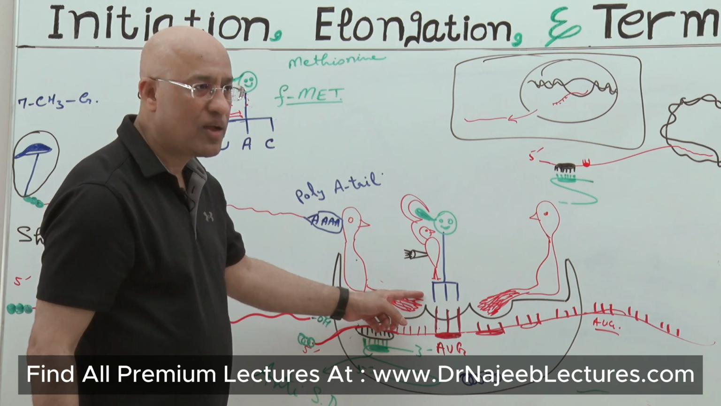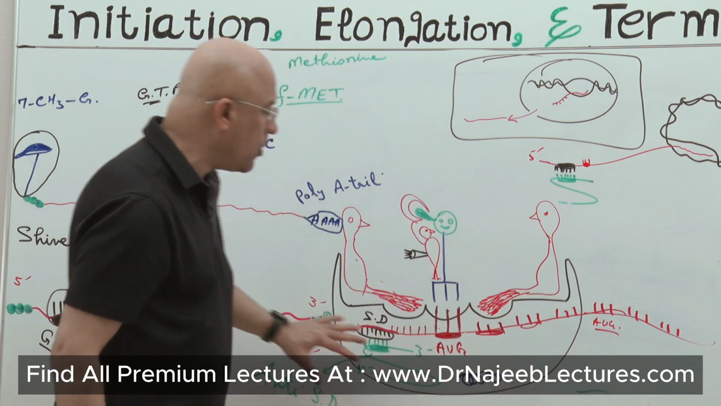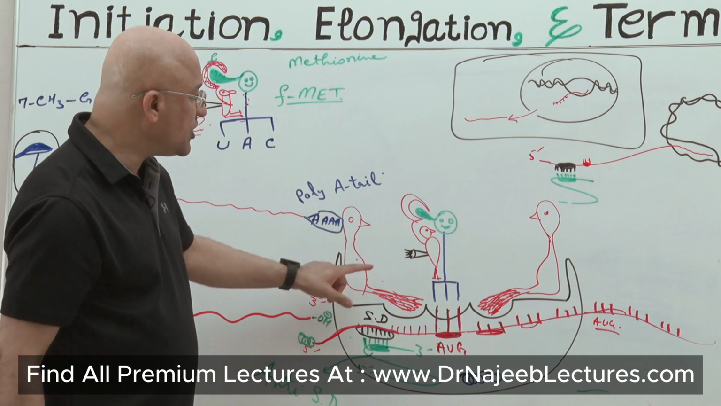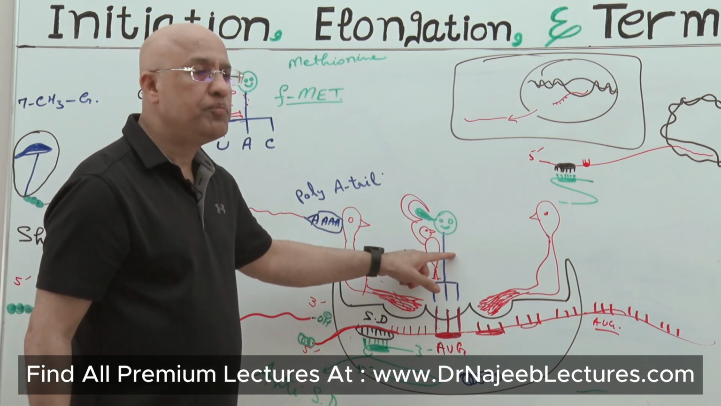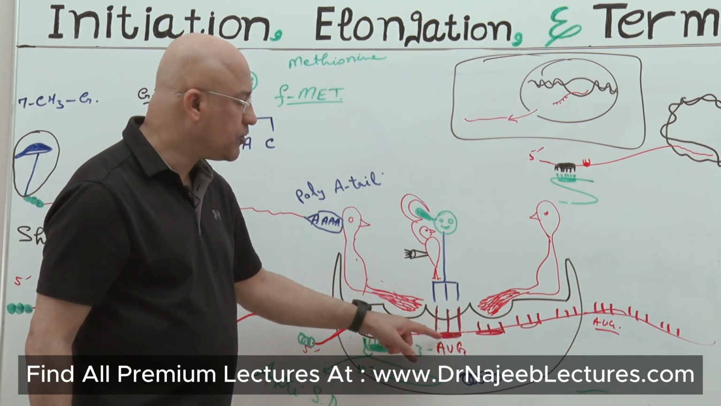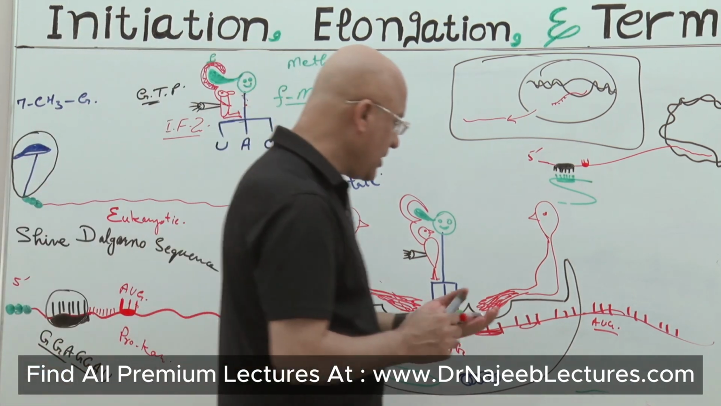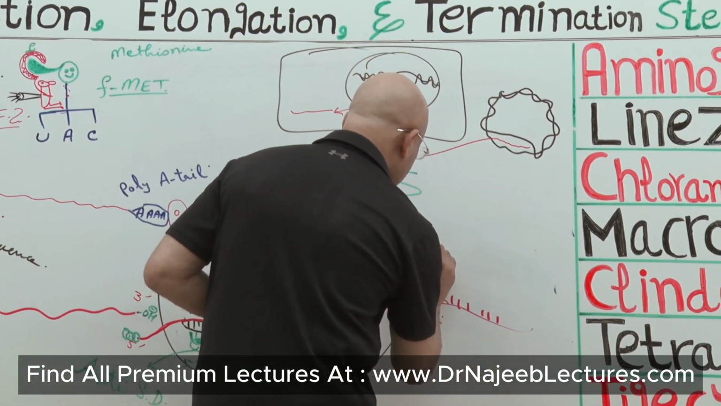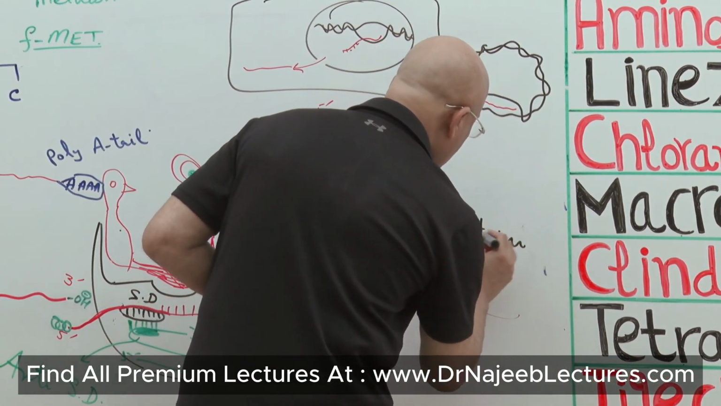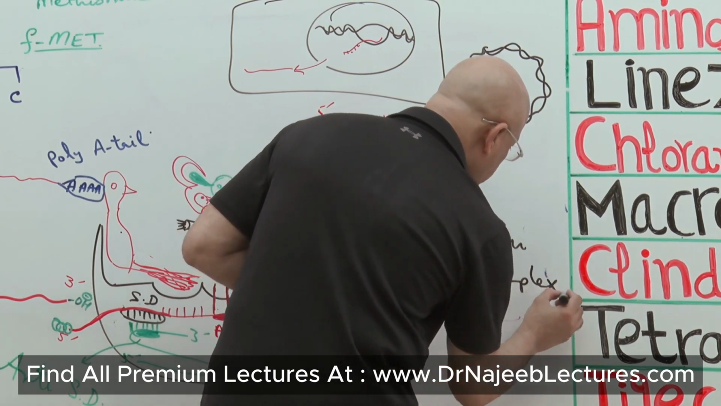Now, this whole complex which is formed up to now consists of the 30S subunit, it has messenger RNA, it has initiation factors, and it has the formyl methionine initiator transfer RNA bound with AUG, which is oriented at the P site. This whole complex is called the pre-initiation complex. It is not the complete initiation complex.